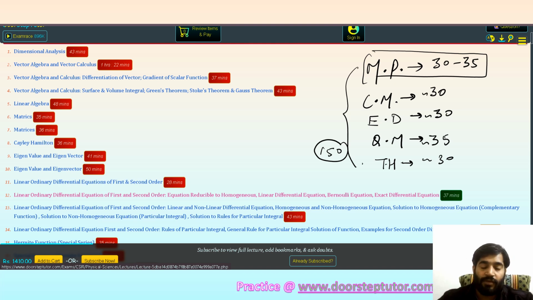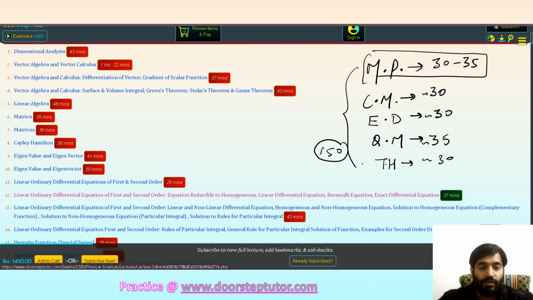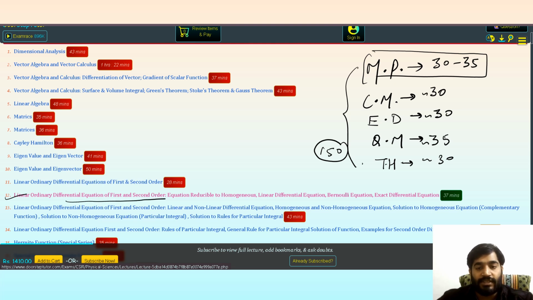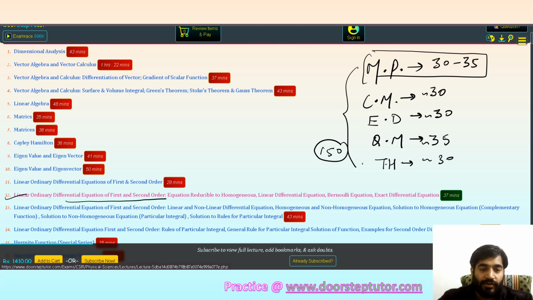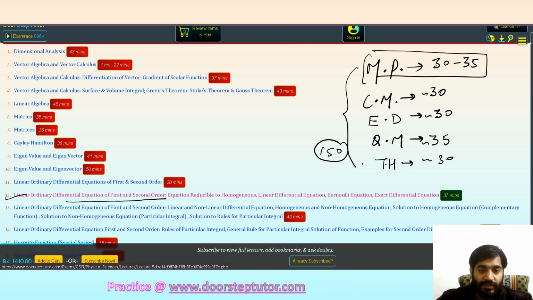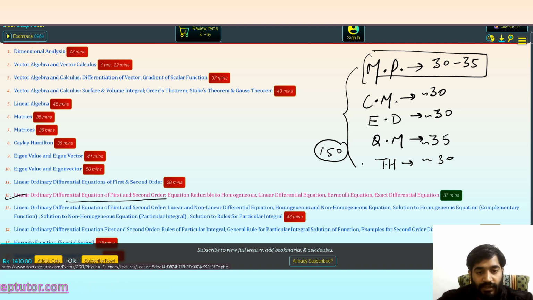for the CSIR, and these topics, as you see in this slide, the most important thing is differential equations, and in differential equations the important thing is linear differential equations, first and second order. This is the important part for mathematical physics. Then the integral part, particular solution functions; some questions are asked in this.